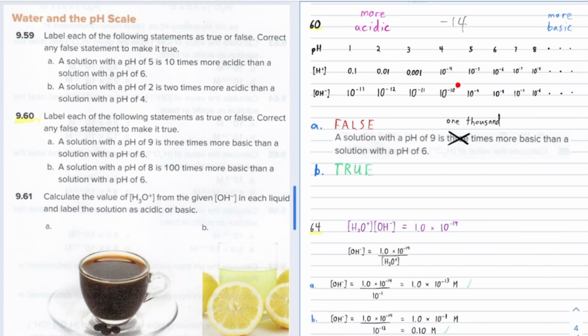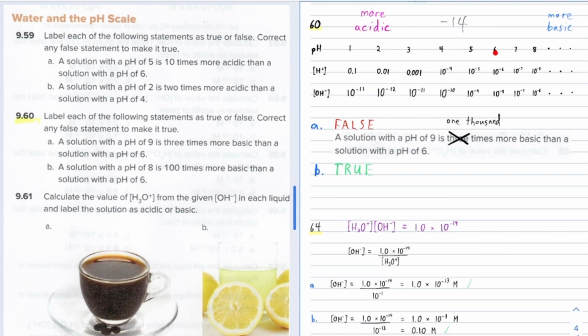Minus 4 and minus 10 give you negative 14. Minus 5 and minus 9 give you negative 14. And they do that the whole way through. So as the proton concentration gets smaller and smaller, the hydroxide concentration gets larger and larger, but we're able to know what the hydroxide concentration is. So let's look at pH 6 versus pH 9.